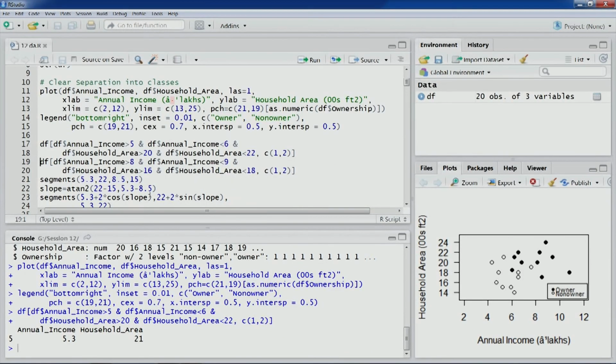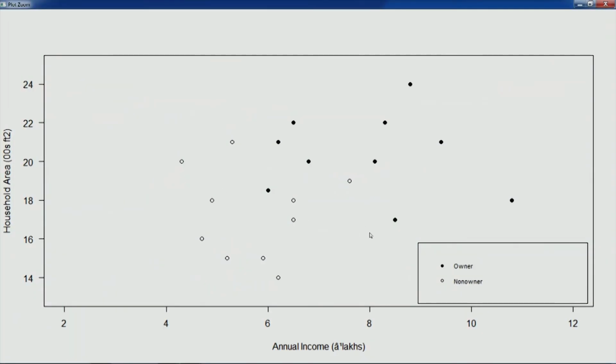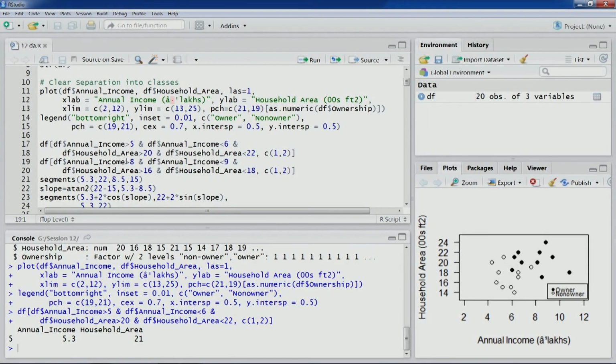So let's find another point in this particular zone. This seems to be the point. Our discriminant line should be below this particular point. As I suggested, the line could go like this, and therefore it should be below this point. So let's find out this point. This point seems to be between 8 and 9 along the x axis, and between 16 and 18 along the y axis. So you can see here 8 and 9 for annual income along the x axis, and 16 to 18 along the y axis.